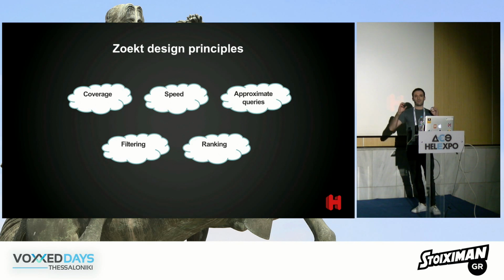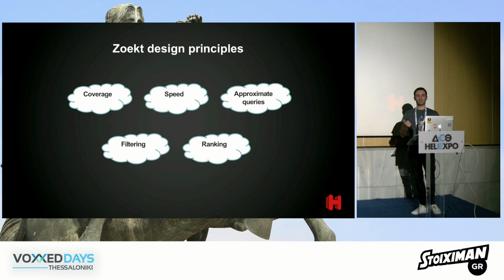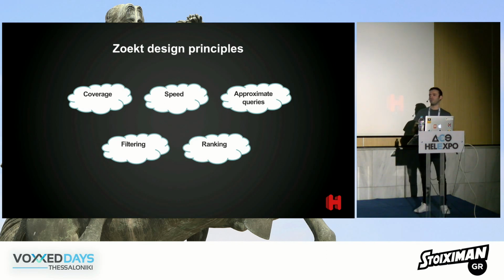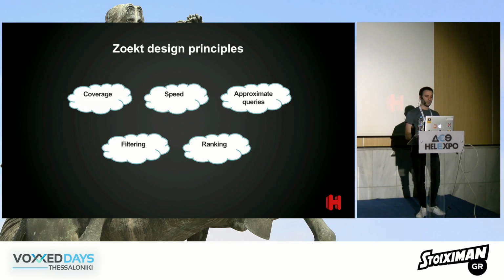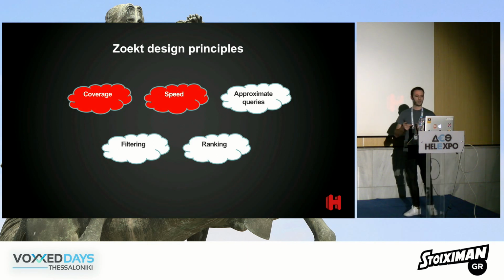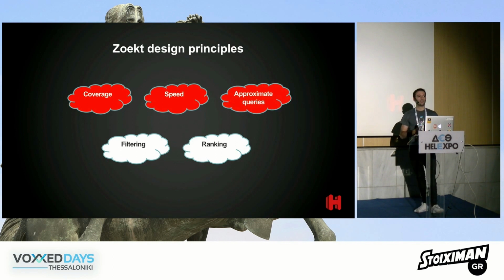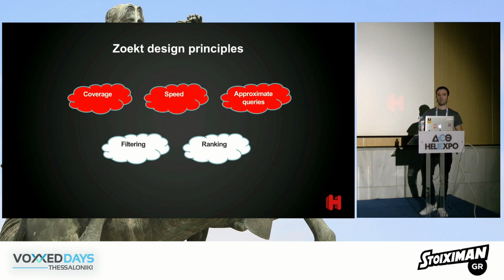Zoekt has been designed with 5 main principles in mind. The first one is coverage. And it indicates that the code that is of interest to you should be available for searching. Second one is speed. And Zoekt focuses on speed by using several sophisticated techniques like aggressive pruning in the search results page, and by also using an index which is based on positional n-grams. Third one is approximate queries. And for that, Zoekt is performing substring matching in a case-insensitive way by default, but it also gives you the option to do case-sensitive searches.